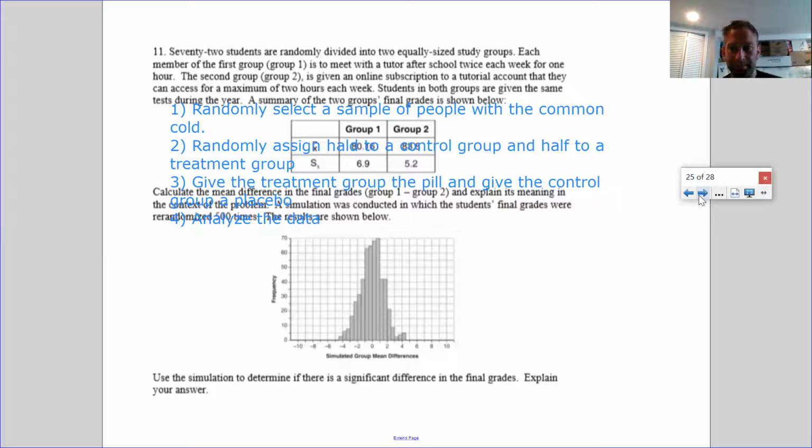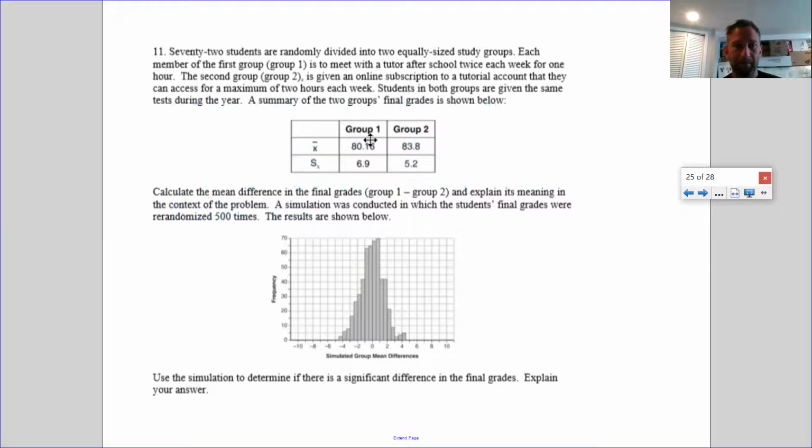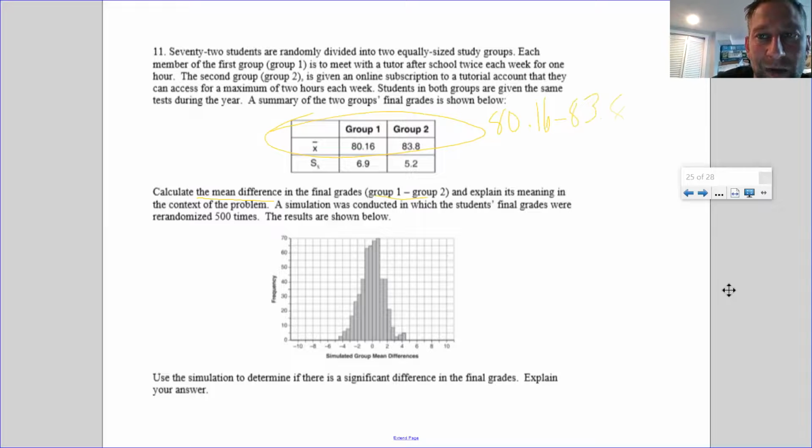11. Calculate the mean difference. Group 1 minus group 2. So my means are right here. My mean difference is 80.16 minus 83.8. I use my calculator. I get negative 3.64. Explain its meaning in the context of the problem.